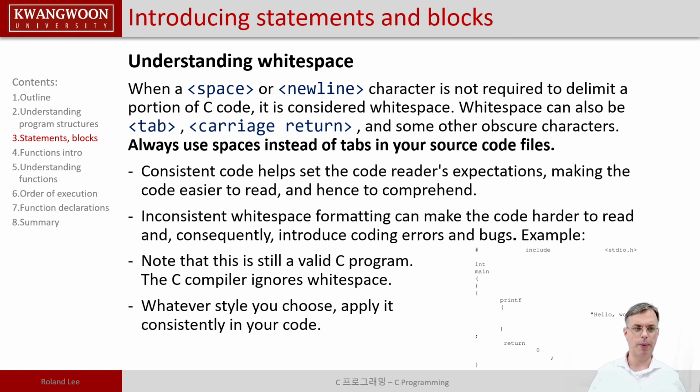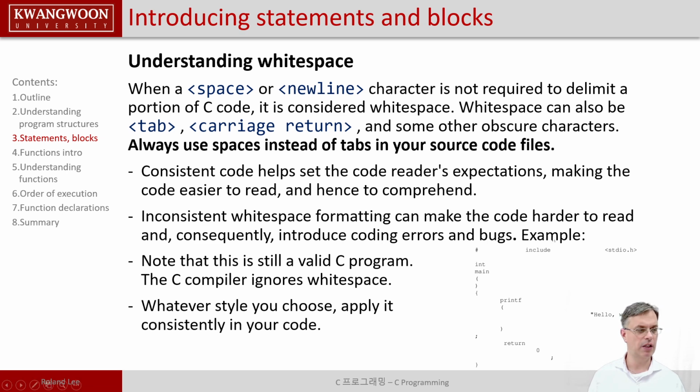Consistency in code formatting, including whitespace, is more important than you might think. Consistent code helps set the code reader's expectations, making the code easier to read and hence to comprehend. Inconsistent whitespace formatting can make the code harder to read and consequently introduce coding errors and bugs.